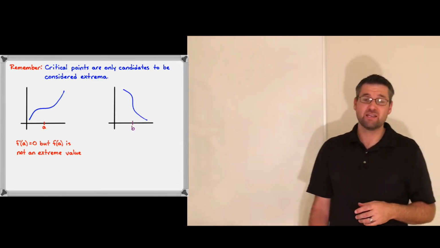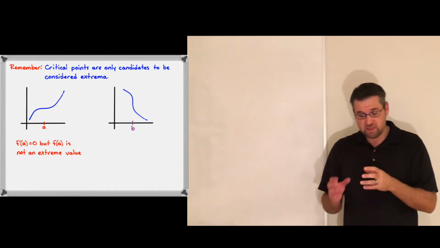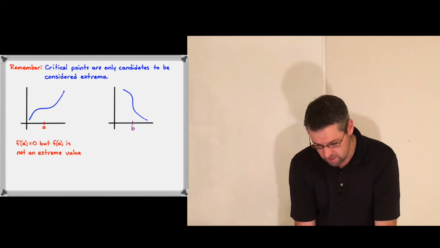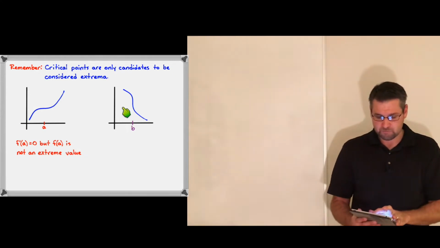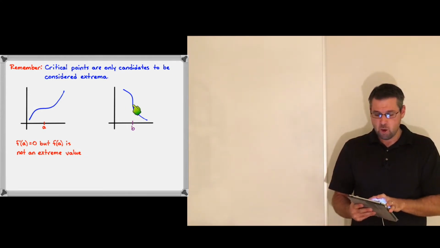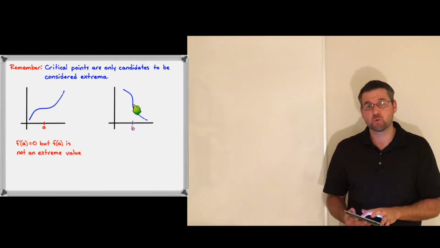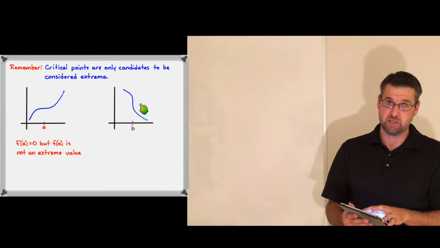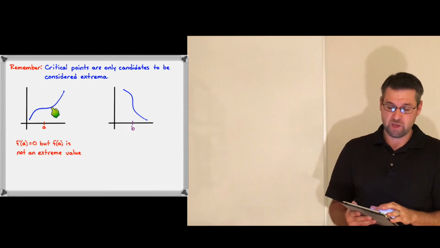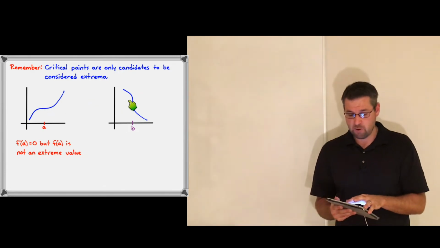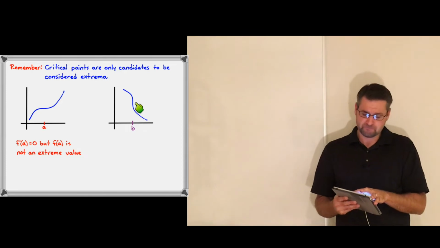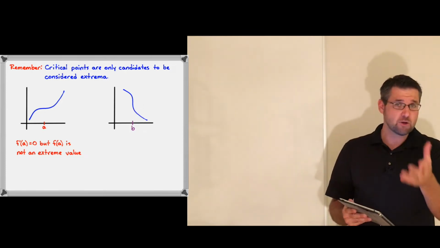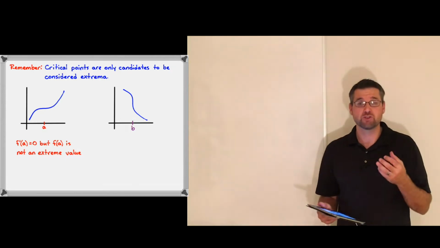Let's go ahead and take a look at a different graph here. Now, if we look at this graph, we can see that there is another type of critical point. At x equals b, we have a place where the derivative does not exist because we have a vertical tangent in this case. So notice in the first part we had a horizontal tangent. In the second graph we have a vertical tangent, which implies the derivative does not exist there. So that's a critical point. That's a candidate for extrema.